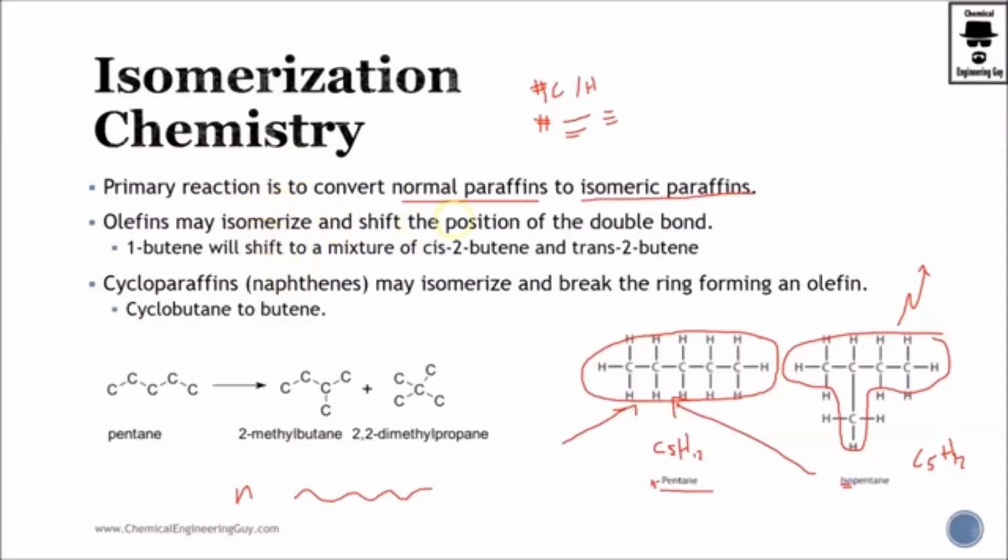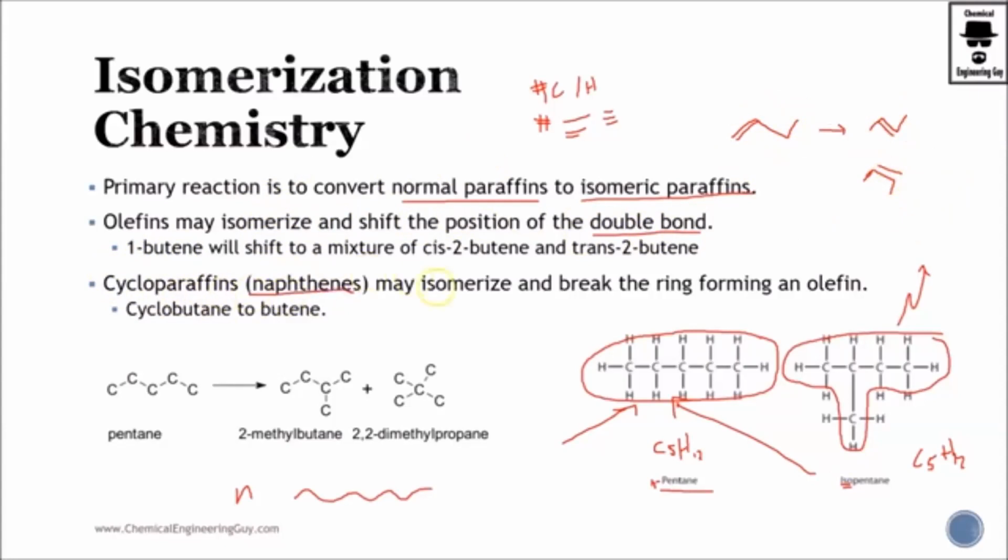Olefins may isomerize and shift the position of the double bond, so that's interesting. So we have here 1-butene. 1-butene is something like this: 1 carbon, 2 carbons, 3 carbons, 4 carbons. 1-butene has the double bond here. What we try to do is to convert this to either this one right here or this one right here. And then, of course, we try to hydrogenate this in order to convert this to a useful material.